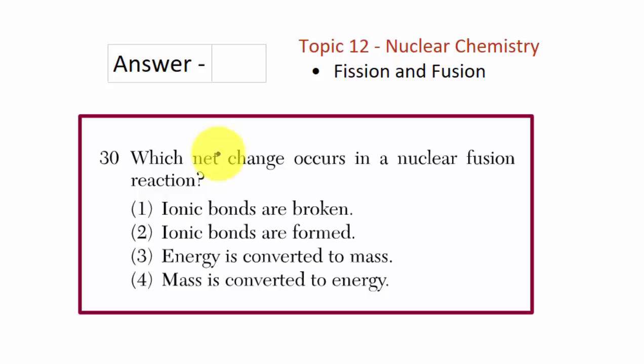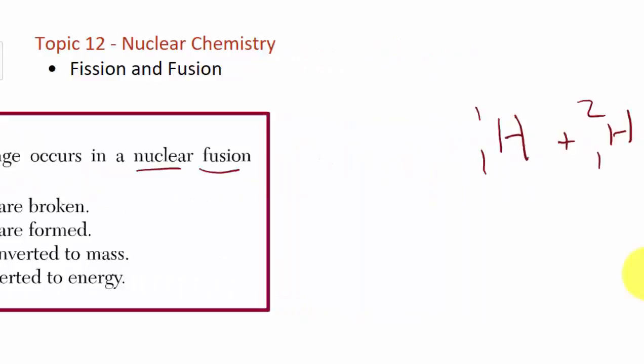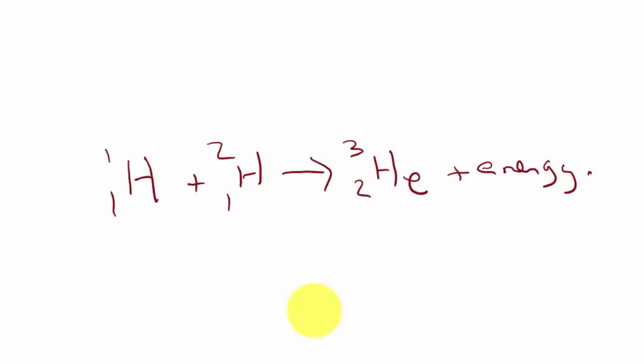And finally, question number 30, which net change occurs in a nuclear fusion reaction? So what's going on in nuclear fusion? An oversimplified example of a nuclear fusion reaction would be this simple one where we have 2 hydrogen nuclei, in this case different masses, combining to form a larger nuclei. So we're fusing together 2 small nuclei into one slightly larger nuclei, and we have massive amounts of energy given off.